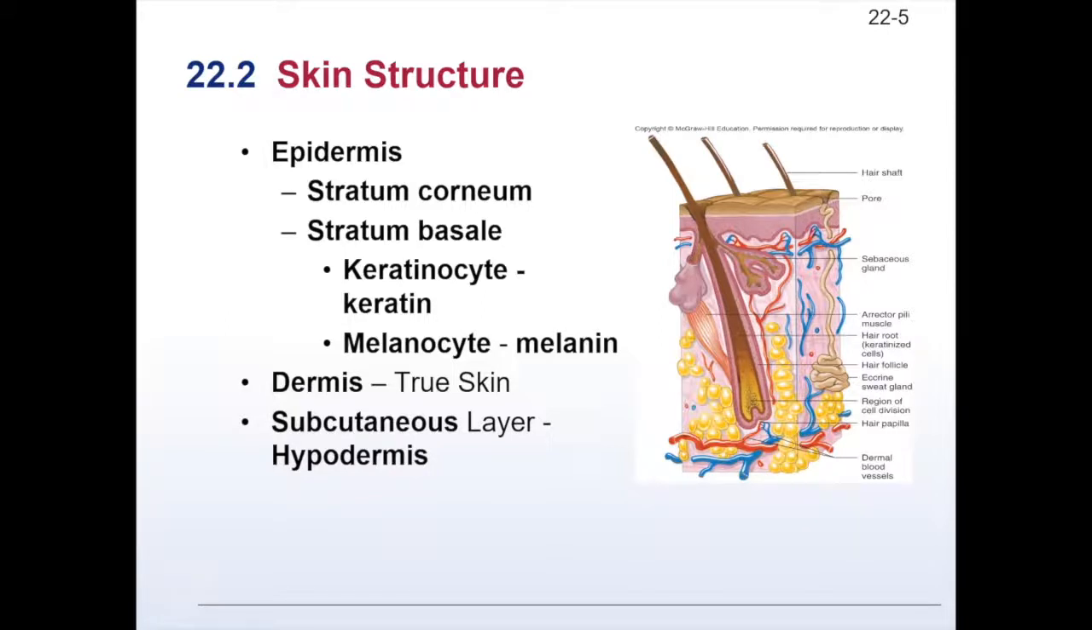Subcutaneous layer. The subcutaneous or hypodermis level consists of adipose and loose connective tissue. This layer cushions and insulates the upper two levels from the underlying structures and organs.